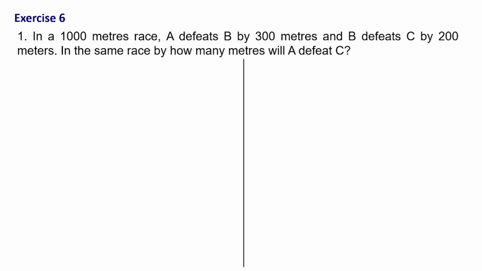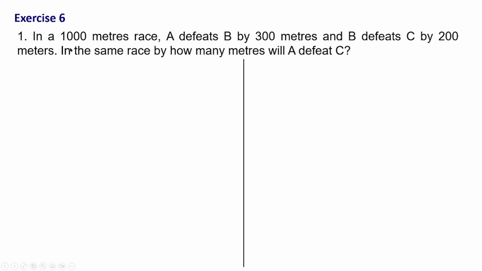Now we have the next exercise, which is exercise 6. The questions from this exercise are on the topic problems on races and games. The first question: in a 1000 meters race, A defeats B by 300 meters and B defeats C by 200 meters. In the same race, by how many meters will A defeat C?